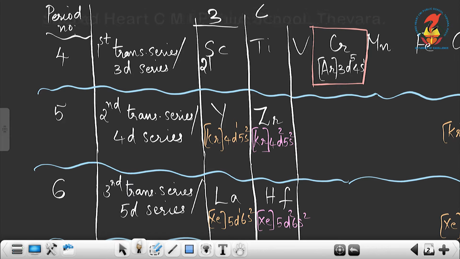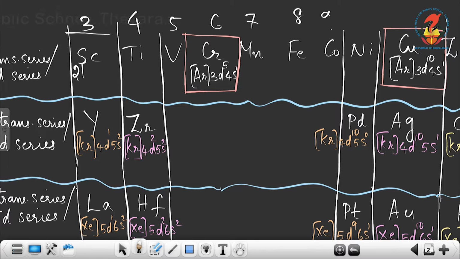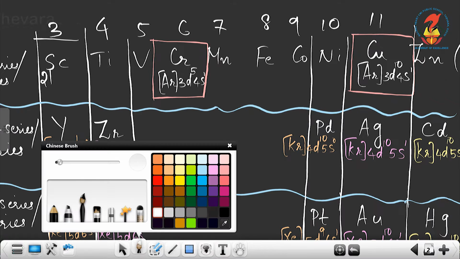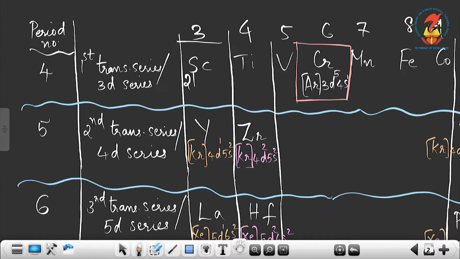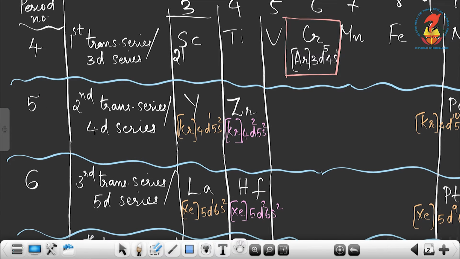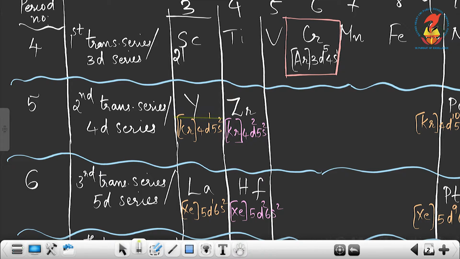So, this is group number 3, 4, 5, 6, 7, then 8, 9, 10, 11 and 12. So, I have written the element coming under scandium. The element coming under scandium is yttrium, Y-T-T-R-I-U-M, and the element coming under titanium is zirconium.